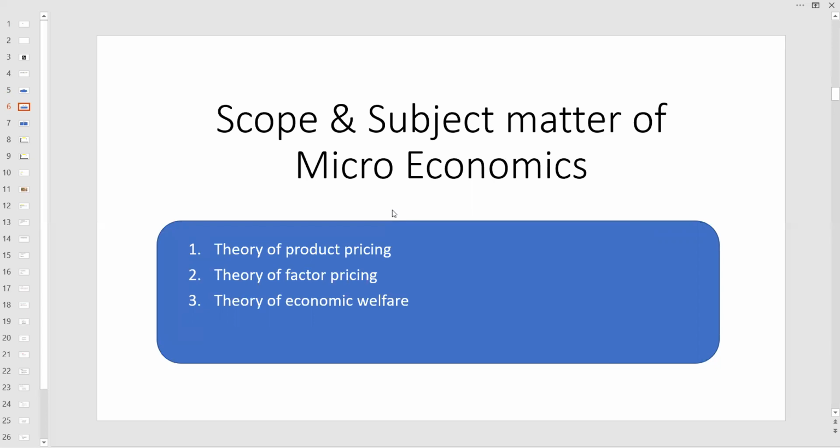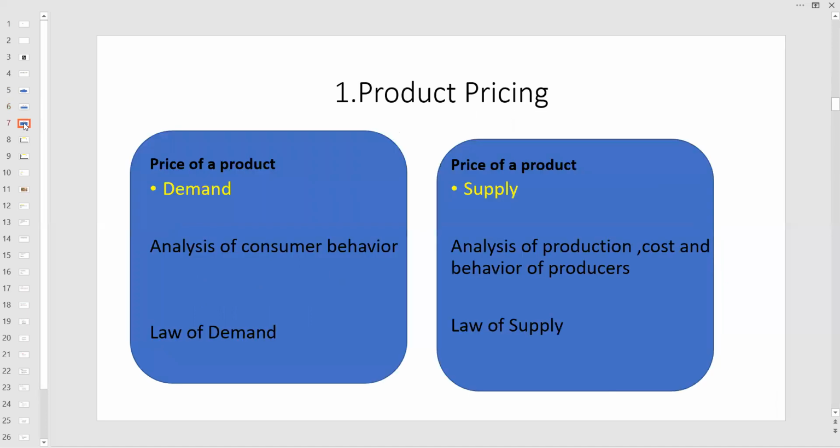And that's why the main parts are theory of product pricing, theory of factor pricing, and third is theory of economic welfare. Okay, so let us start one by one. First, we will discuss theory of product pricing. Okay, so what is this theory of product pricing?